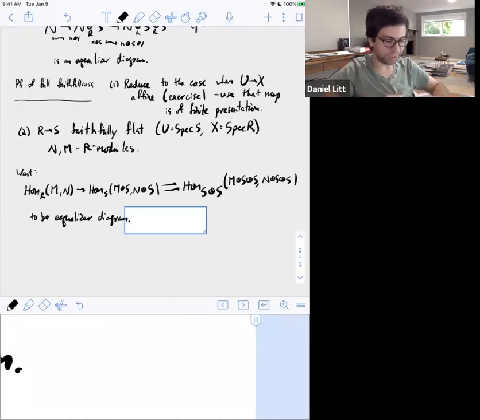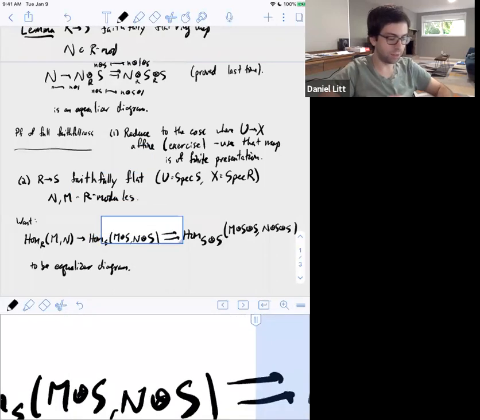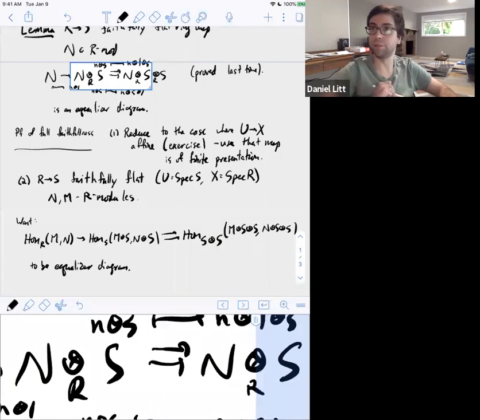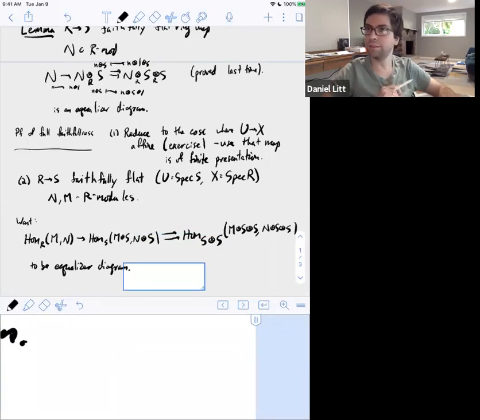All right, so hopefully this looks a little bit familiar, like it should look a little bit like this. And in fact, you have to unwind this a little bit, but these maps over here, these two maps, are in fact induced by these two maps. All right, are there any questions about that?